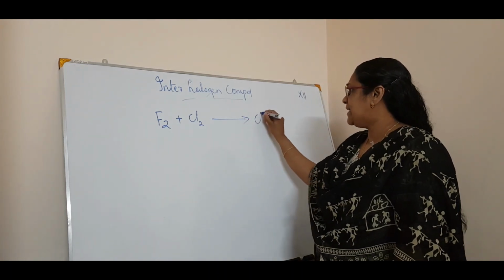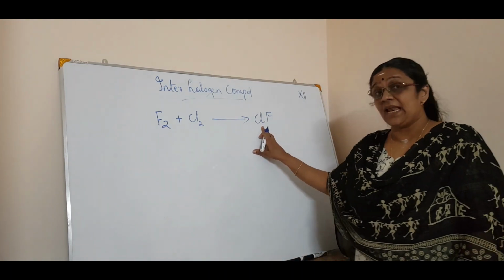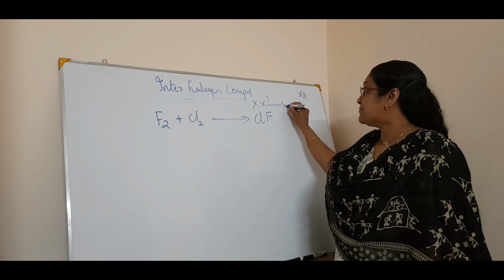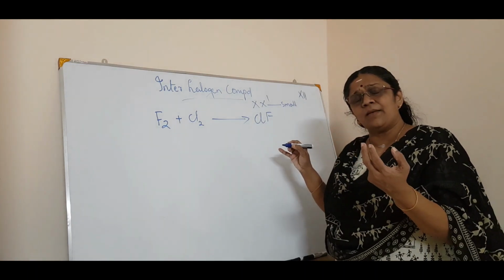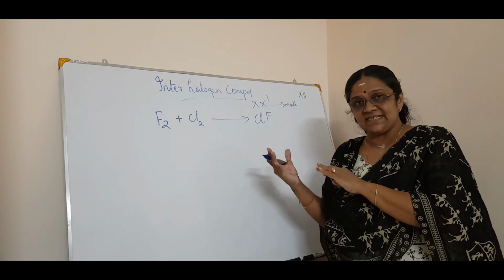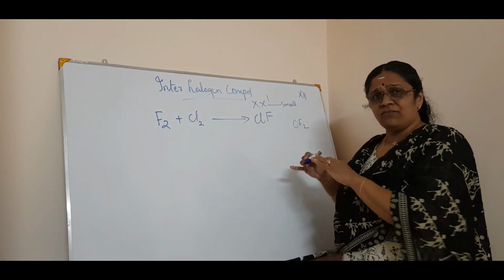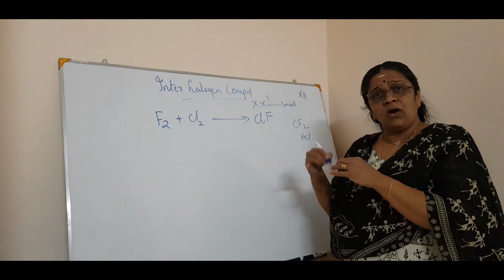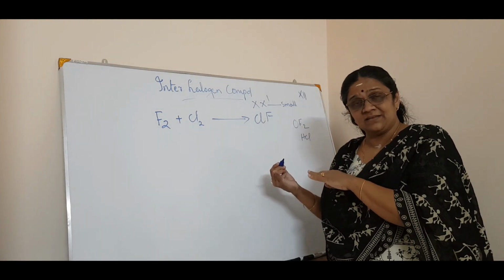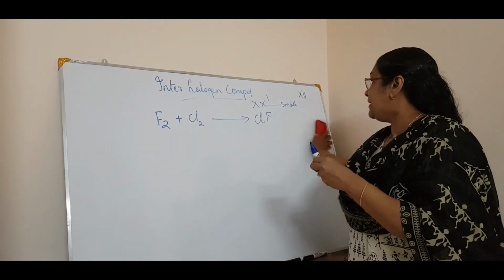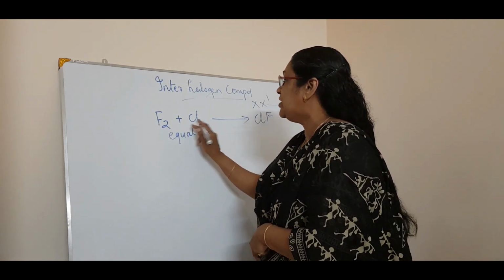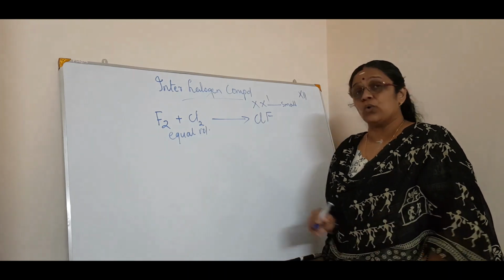You will get ClF. Now why did I put ClF and not FCl? This is a case of X dash, and I already told you X dash must be a smaller, or we can again say a more electronegative atom. Always the more electronegative atom comes at the end, or the right hand side. For example, OF2, HCl. In all cases of compound formation, the more electronegative atom will be on the right hand side. So in that case we can write ClF. Now for ClF, you take equal volumes of fluorine and chlorine.